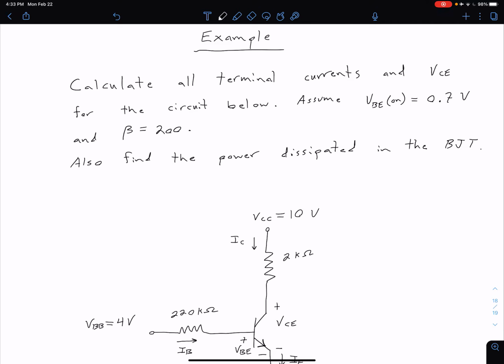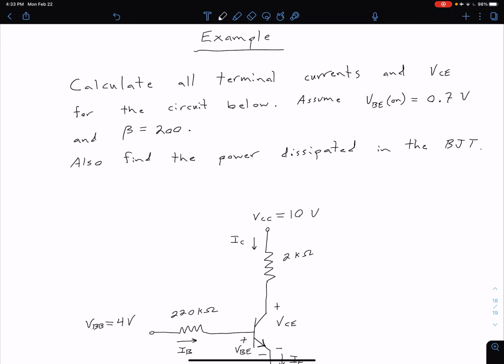Let's take a look at a pretty straightforward example. As always, I would encourage you to pause the video and work through this by yourself, and then come back to the video for the solution. So what we want to do is calculate all of our terminal currents, so that's our base, collector, and emitter currents, as well as our collector emitter voltage for the circuit shown below.